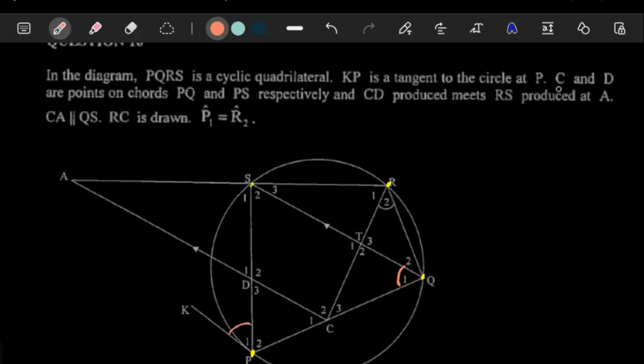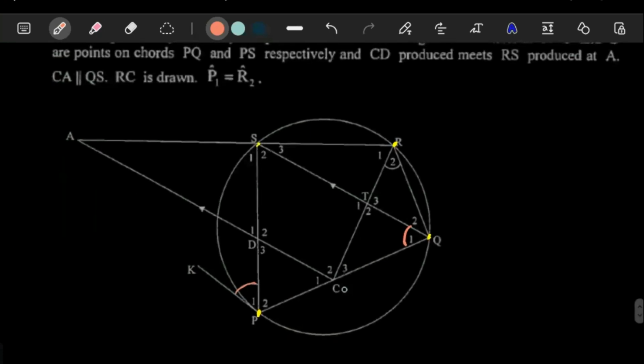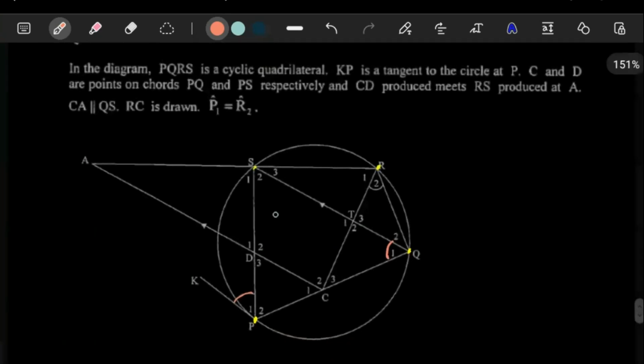Then it says here C and D. Where are C and D? There's C here, there's D here. They are points on the chords PQ and PS respectively. Where's PQ? PQ and PS. And let's see here. CD produced meets RS at A. Then they told us all these things here.